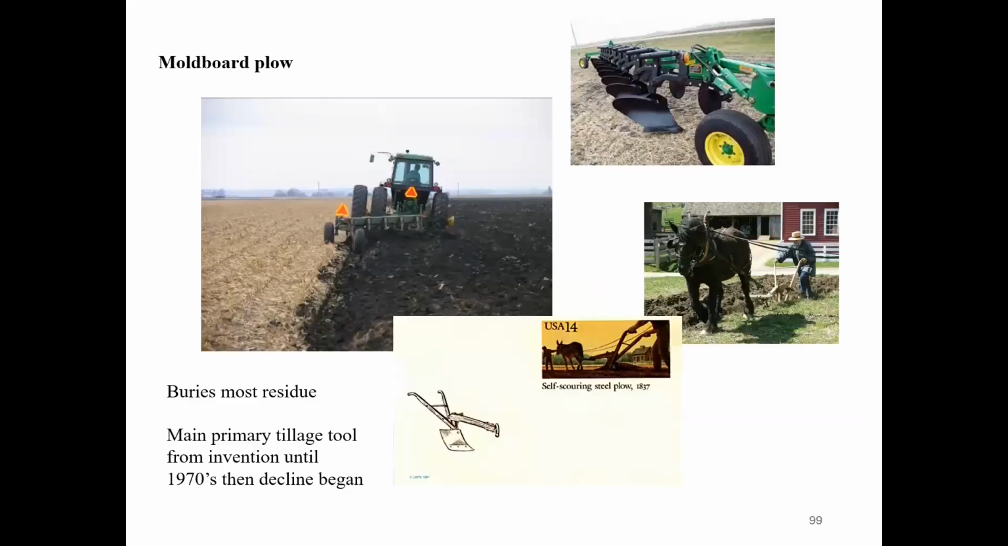So the main tillage implement that was used up until the 70s was the moldboard plow, self-scouring steel moldboard plow. The interesting thing is John Deere invented it, and I believe this past year in February, John Deere quit making moldboard plows. So it took them, what, 87 years. They made moldboard plows, and they've gotten out of the moldboard plow business now. So we don't see a lot of this around, but there still is a fair amount. It's not gone away by any means.